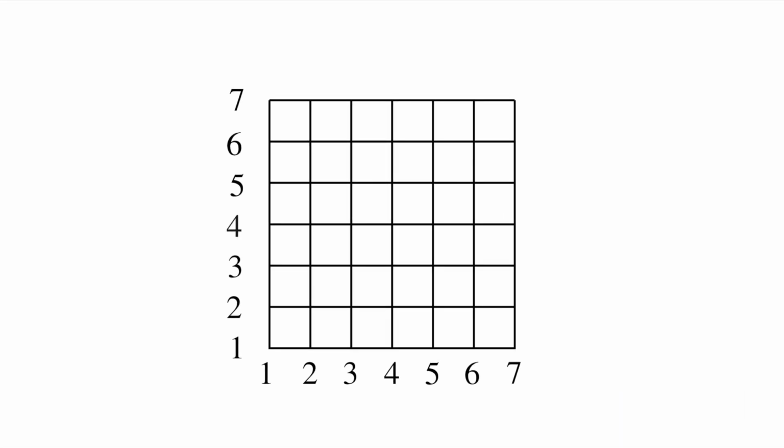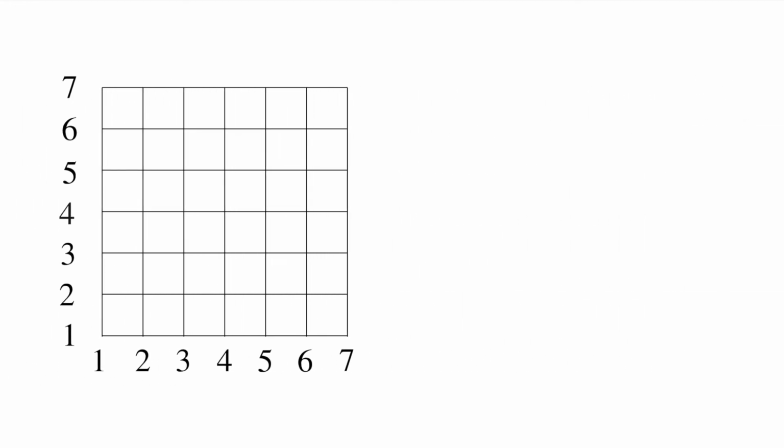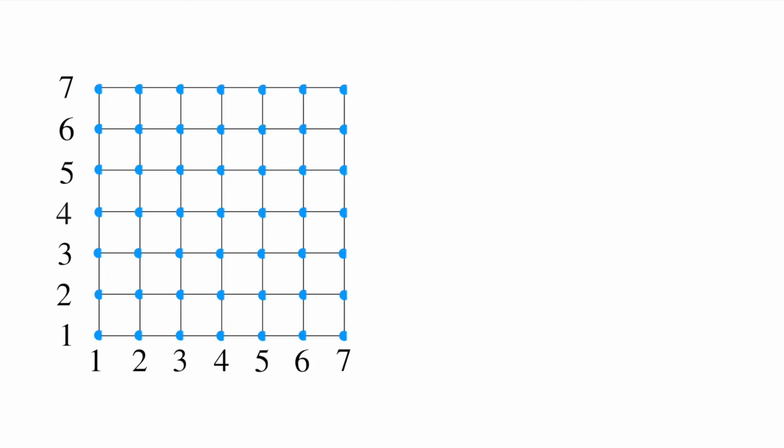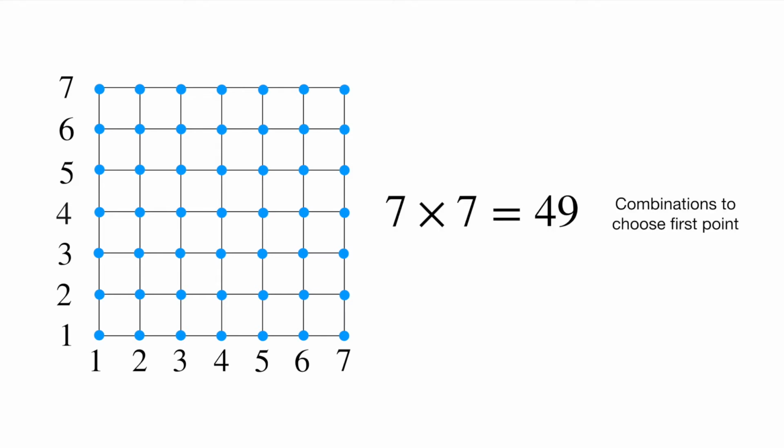To begin with, we understand that in order to draw a rectangle, it's enough to know 2 points that will represent our rectangle. It turns out that if we know how many different combinations there are to get 2 points, we can find the number of rectangles corresponding to them. Let's draw all points in the figure. Since there are 7 of them in each row and in each column, we get a total of 7 times 7, that is 49 points. Let's choose one randomly.